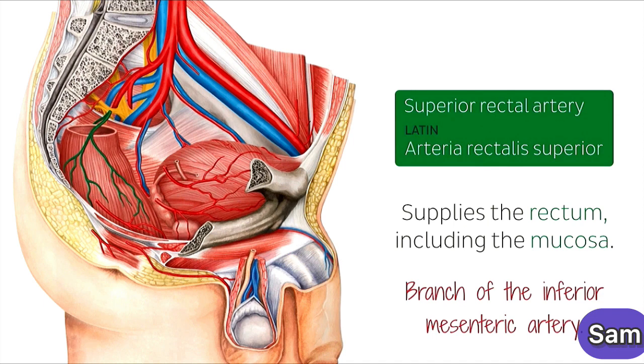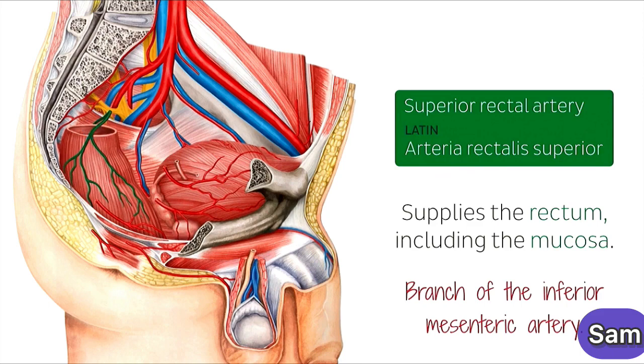The superior rectal artery runs behind the rectum, descending into the lesser pelvis and dividing into a left and right branch before piercing the musculature of the bowels. And you can even see here how it divides into two branches.